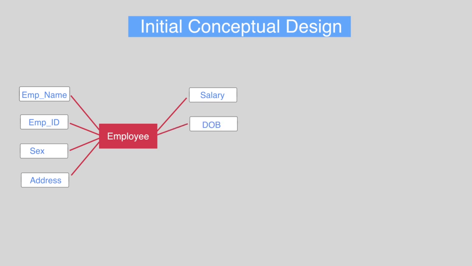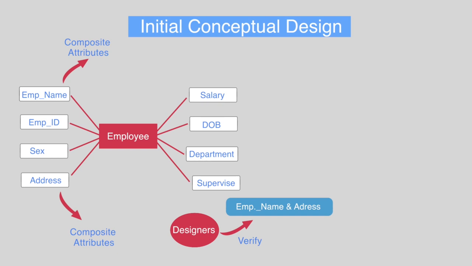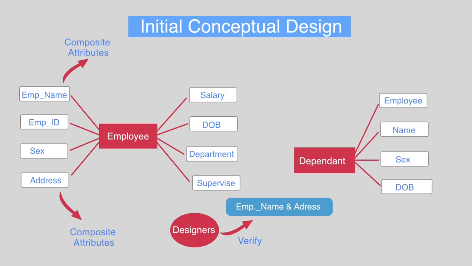The employee entity type has employee name, employee identification, sex, address, salary, date of birth, department, and supervisor attributes. Employee name and address can be composite attributes. But as it is not specified in the requirements, the database designer must check with the client again to verify if the employee name or address are composite or simple attributes. Assume that the client has told the designer employee name is a composite attribute, whereas address is a simple attribute. The dependent entity type has employee, dependent name, sex, date of birth, and relationship to the employee attributes.